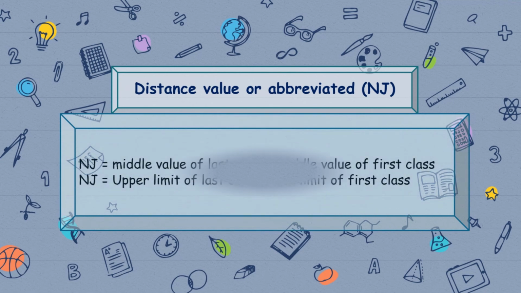Briefly, it can be written as follows: R equals middle value of last class minus middle value of first class, or R equals upper limit of last class minus lower limit of first class.